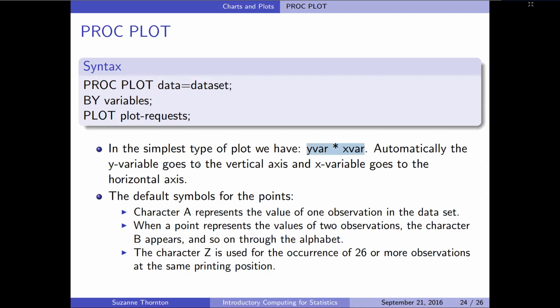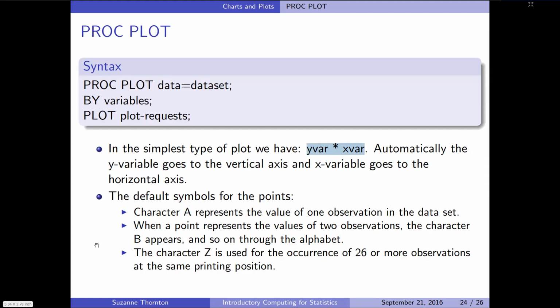Automatically, the y variable goes to the vertical axis, and the x variable will go to the horizontal one. The default symbols for the points are that the character A represents the value of one observation in the dataset. When a point represents values of two observations, the character B appears, and so on through the alphabet. The character Z is used for the occurrence of 26 or more observations at the same printing positions.